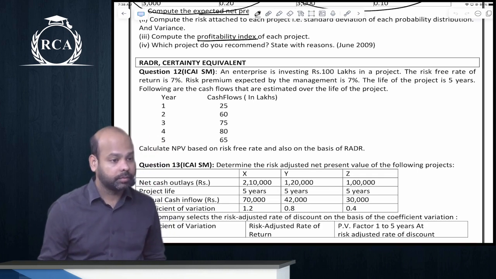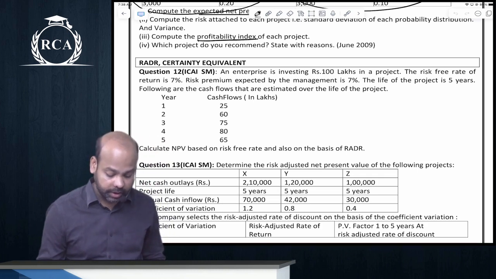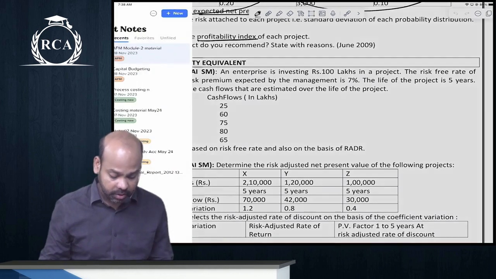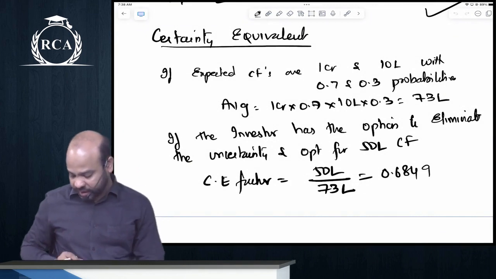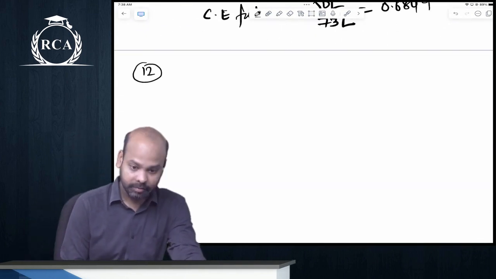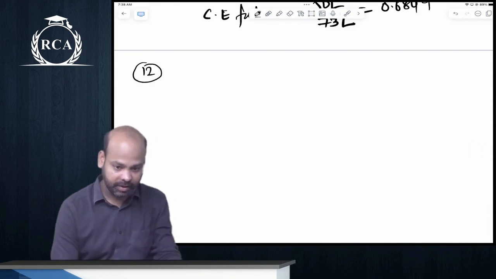हाँ. Obviously रिस्क फ्री में ज्यादा एनपीवी आता, बट सिर्फ कैलकुलेट करो बोल रहा है. उसको बोलेंगे ये गलत है, ऐसा नहीं कर सकते अपन बोल के. ग्रेस मार्क्स देते हैं इसके.